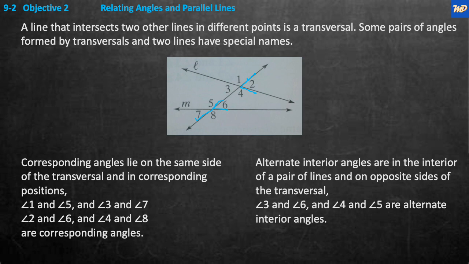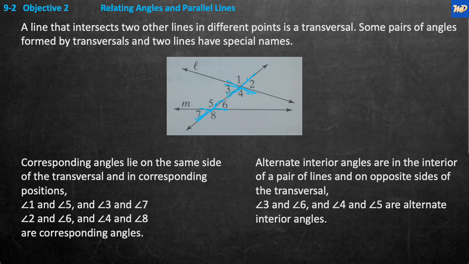Corresponding angles: 1 and 5. Here's 1 and 5. And 3 and 7. 2 and 6, I already picked off 2 and 6, and 4 and 8, which are these 4 and 8 along here. That's it. Our corresponding angles.